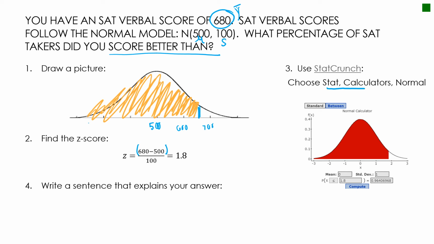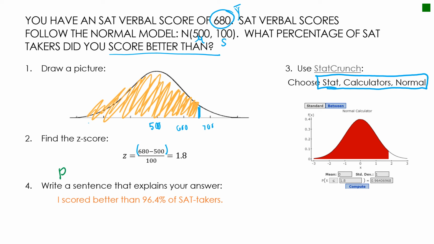And how did I get there? Stat calculator's normal, just like always. And I get a pretty high percentage, which makes sense because that's a lot of area to the left of my score. And so again, I forgot to put my probability notation.